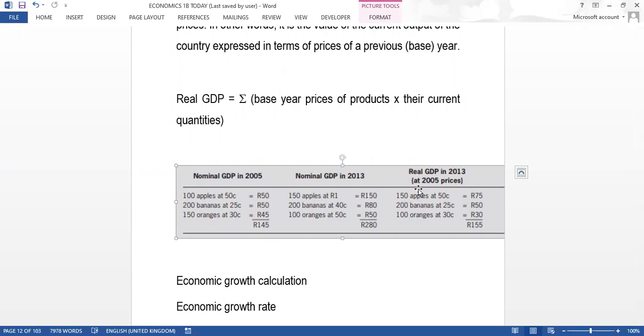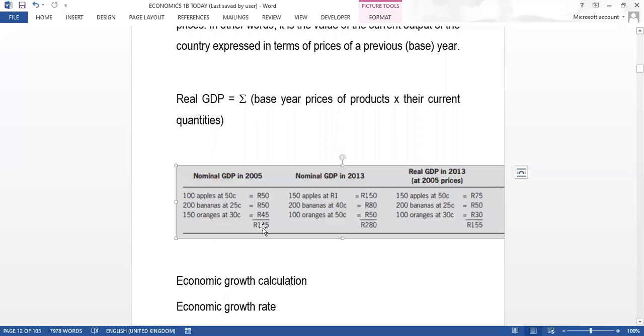For instance, at this particular time period, we would use 2005 because that would be the one with the most stable prices, which we can use as a basis for ascertaining whether the economy is growing or not. So in 2005, you can see that 100 apples were costing 50 cents. That would give you a total value of 50 rand, 200 bananas costing 25 cents, assuming that is the total production, and 50 oranges at a value of 30 cents. That would give you the value of gross domestic product in 2005.